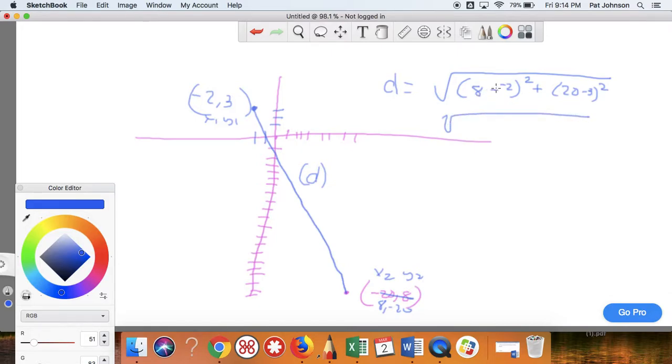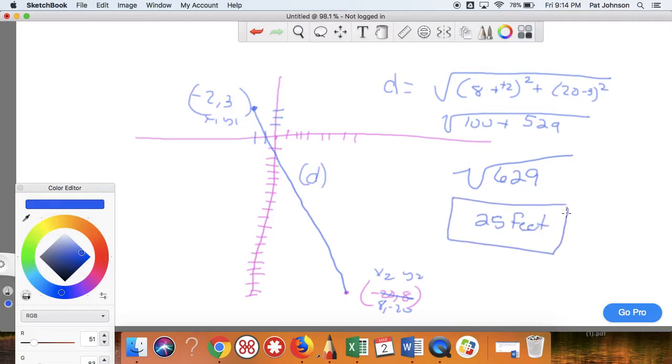So this becomes plus, that's 10 squared, which is 100, plus, this is 20 minus 3 is 17, squared is 289. We add them together, we get square root of 389. So you're going to use your calculator. So it went about 20 feet. You round. Okay? Pretty easy. It's just a formula. Let's look at example 3.